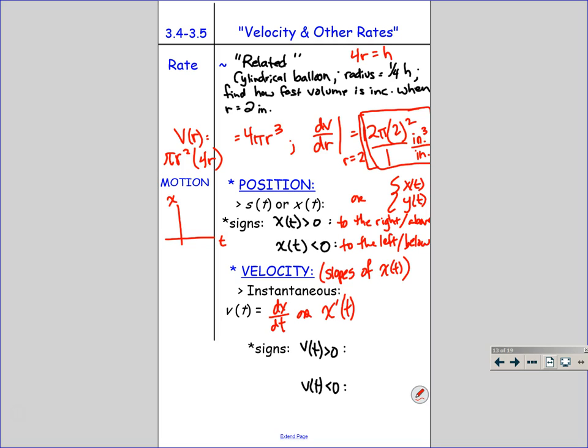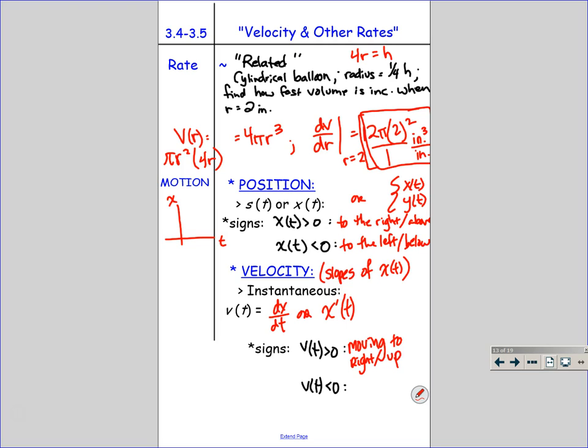Velocity can be the slope of the position curve or the position graph. Now go ahead and fill in what you were telling me a second ago. What happens if velocity is positive or velocity is negative? Then the slope of a position curve is positive, and if the slope is positive, how's the position changing? Increasing, or going more positive, or moving to the right or up. Does that make sense?